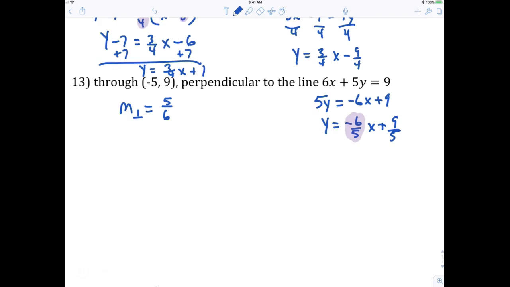What's that slope over here? Is that positive or negative? So the perpendicular is the opposite sign. All right? Passing through the point negative 5, 9. All right? Allison, come on, kiddo, write me this equation. Come on, you got this.